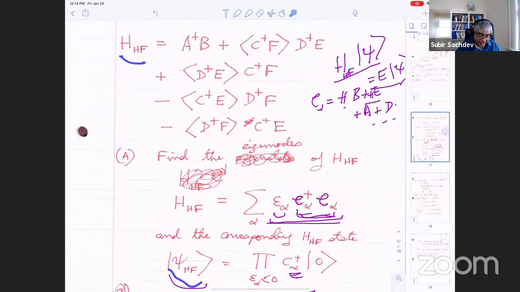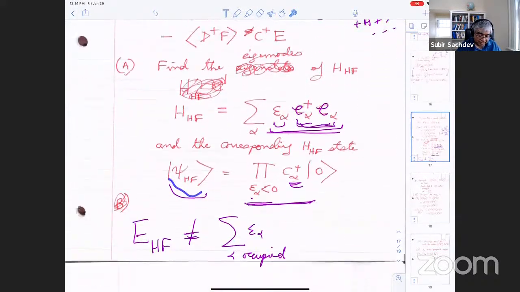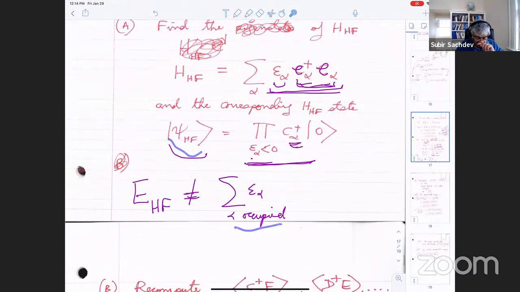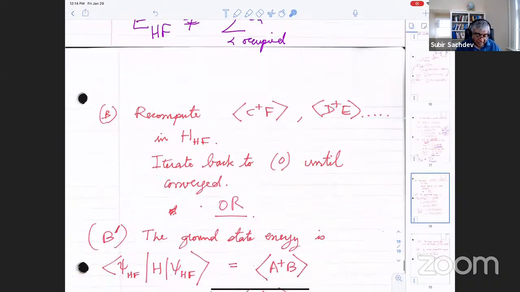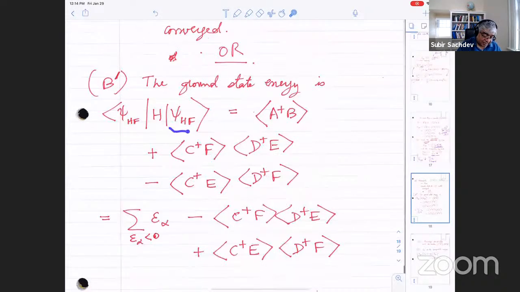The energy of psi Hartree-Fock under H Hartree-Fock would be just the sum of all the eigenenergies. And that is not correct. And the reason it's not correct is the following. So let's take the wave function, our variational wave function, and the energy of the full Hamiltonian. And we want to evaluate this expectation value.